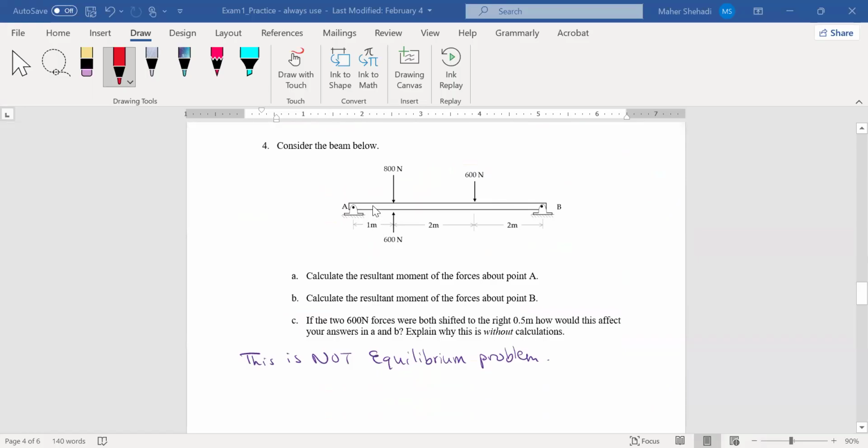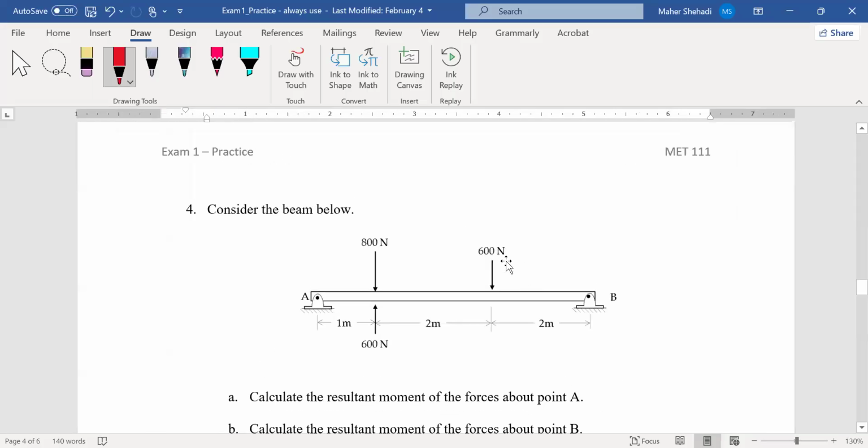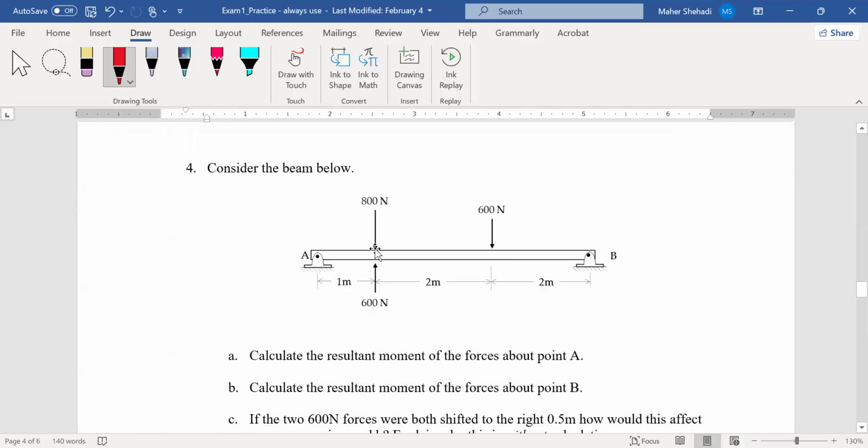So we have this beam, and we have 2 supports. Both are pin supports. We have 3 forces, 800 Newton. Oh, it's not zooming in. Okay, we have the 800 and 600. They're acting at this point, at the same point. And we have this 600 acting at this point down.